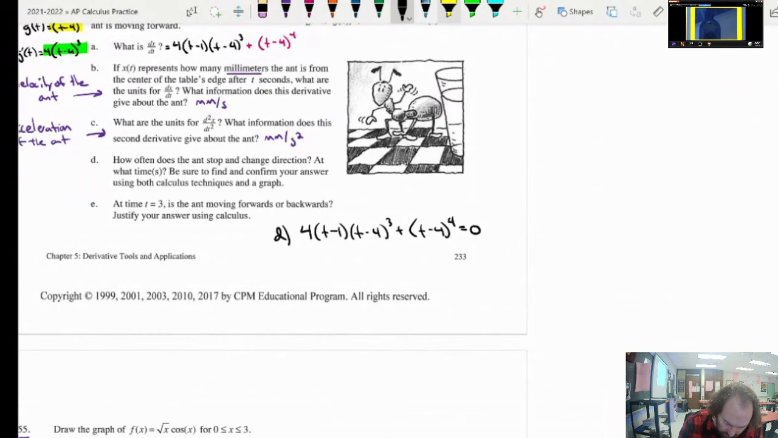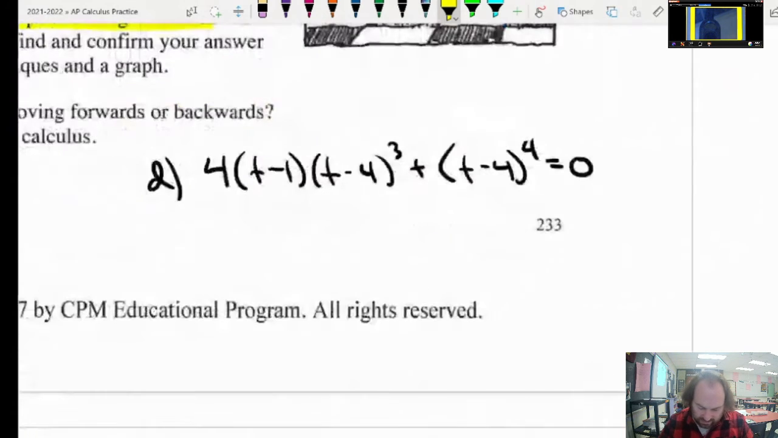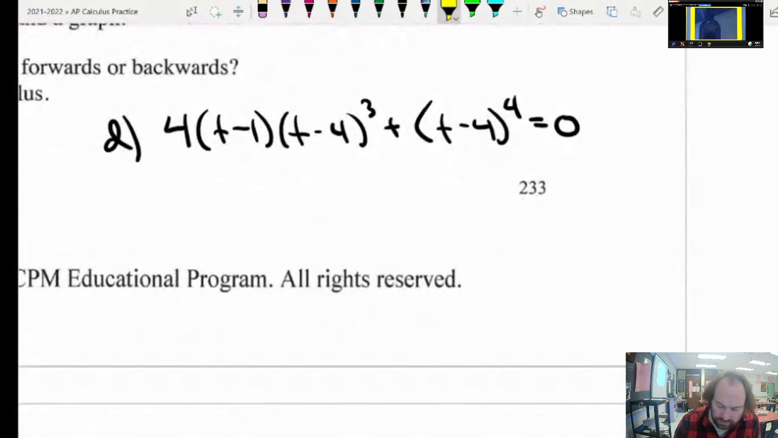In other words, when you want to know when something stops and changes direction, you want to know when its derivative equals 0, just like that. Now, this one looks like it can be really challenging to solve, but it's not that bad if you know one tiny little algebra trick.